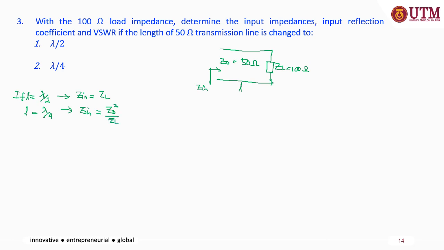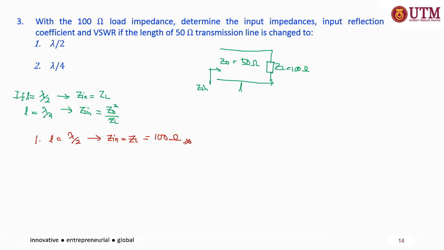Right, considering the first case, case 1, if L equal to lambda over 2. In this case, we know that for the special case, your Zin will be equal to ZL. So in this case, it is equal to 100 ohm. Okay, so the input impedance automatically equals 100 ohm since L equals lambda over 2, so Zin equals ZL equals 100 ohm.